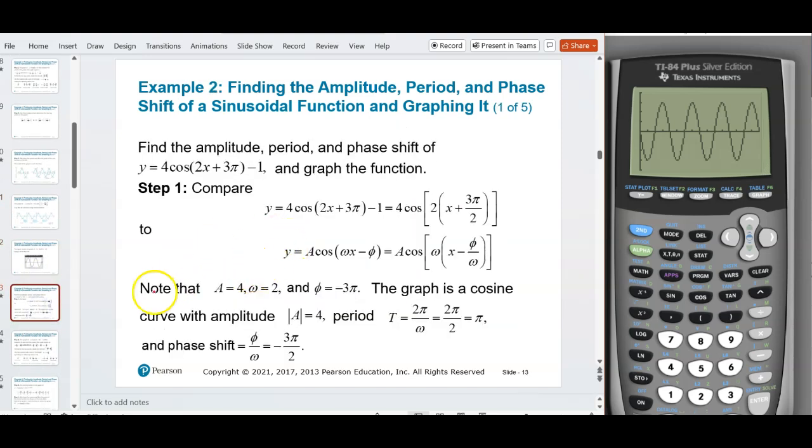Now we'll look at one for cosine that has a little bit of everything. What I mean by that is we have an amplitude adjustment, we have a period adjustment, we're going to have a phase shift and a vertical shift. So this has everything that you can ask for in a problem.